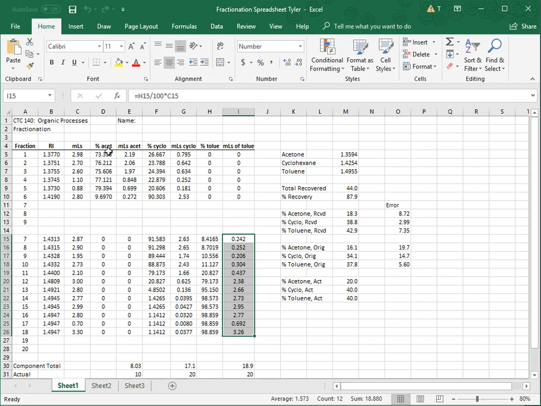So the percentage of acetone, it looks like it starts really high at 73%, and it goes lower, lower, lower, lower, and then bam, it's gone, right? These numbers are kind of all over the place, 73, 76, 75, 77, 79, but they should kind of go lower and lower as you migrate through the spreadsheet.